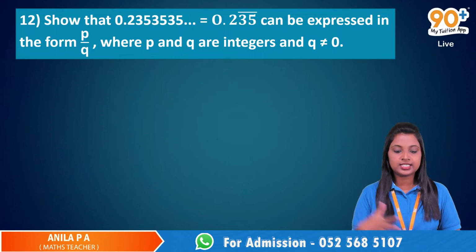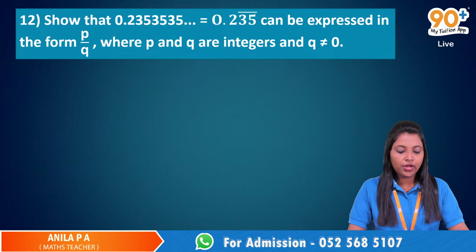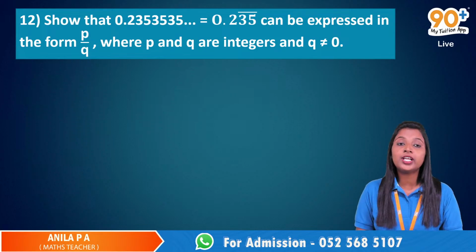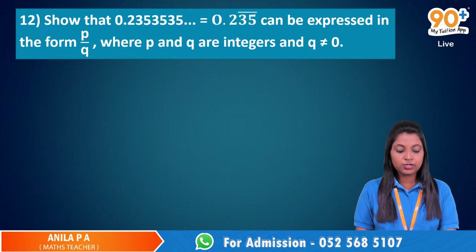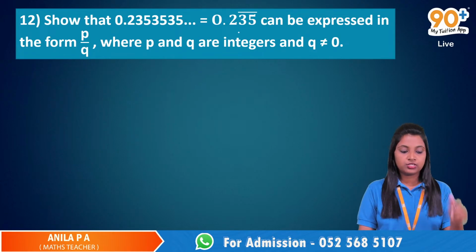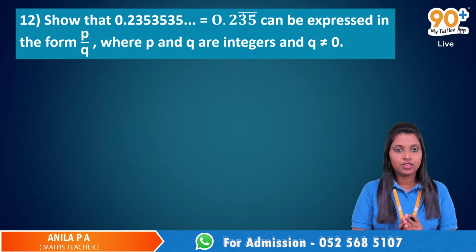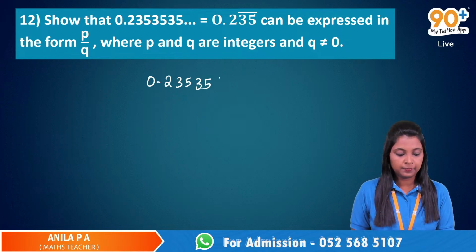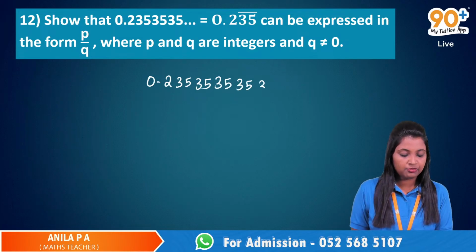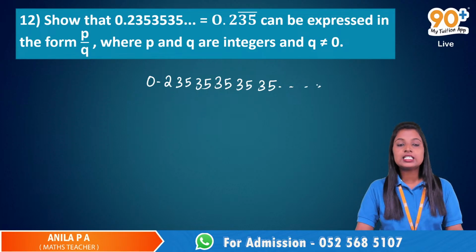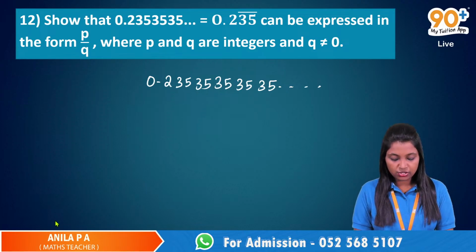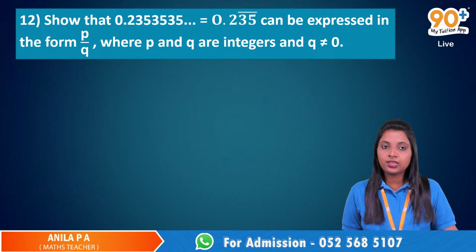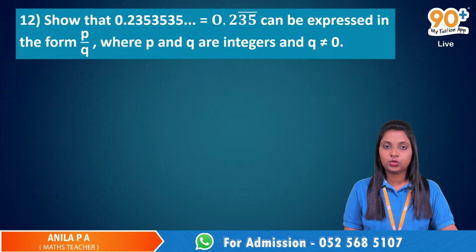Now this is a new question. We have to show that 0.235353 etc, or 0.235 bar. This bar is only for this 35, which means this 2 is not repeating, only this 35 is repeating. It is 0.23535 etc. Only this 35 is repeating and we need to show that this can be expressed in the form of p by q, where p and q are integers and q is not equal to 0.